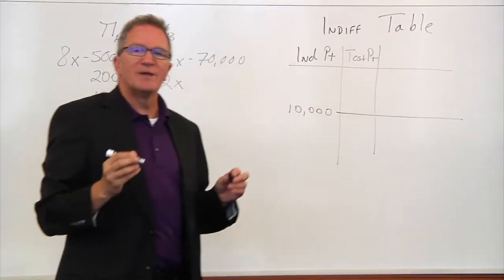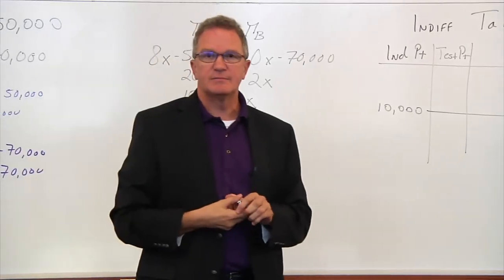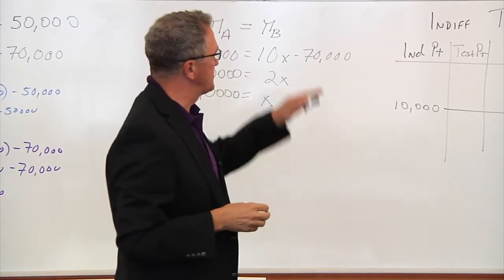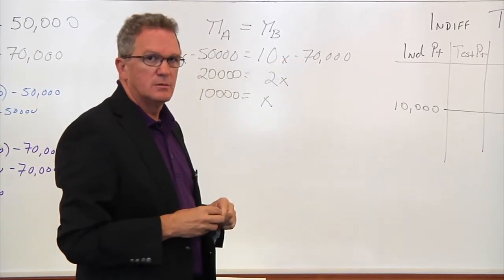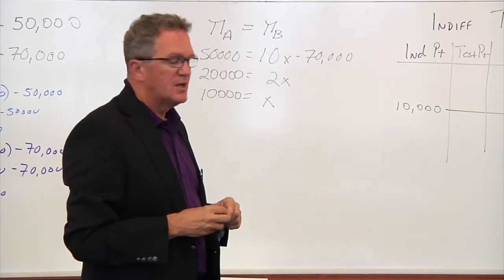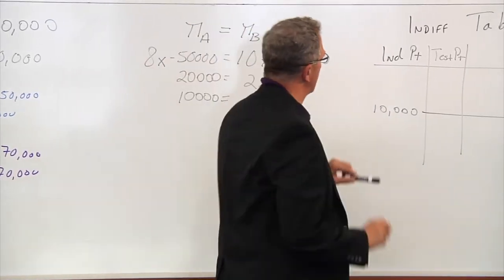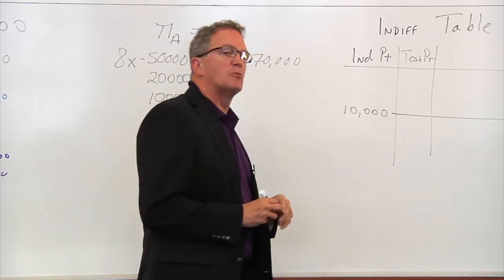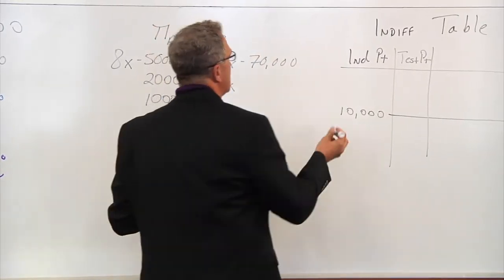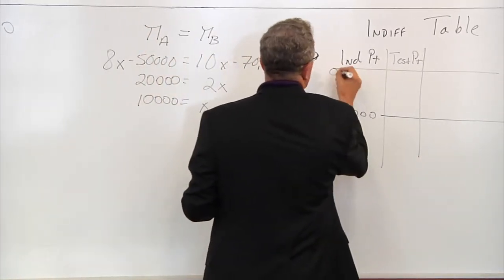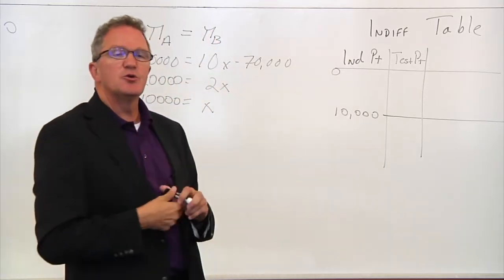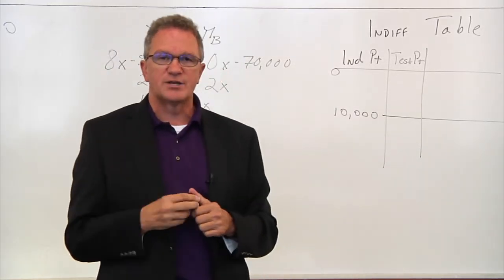A test point will be any point that is not an indifference point, any point that is between your indifference points. Now in this case, we have 10,000 as our indifference point. On the low side, what would you go with? Well, we could go anywhere down to 0. It's between 0 and 10,000. You cannot have a negative quantity.